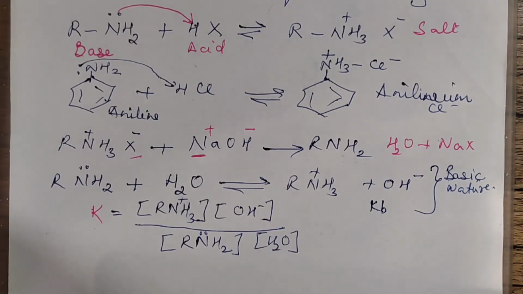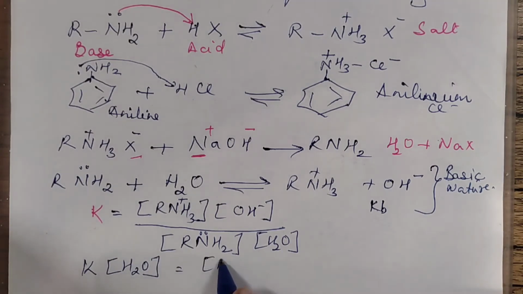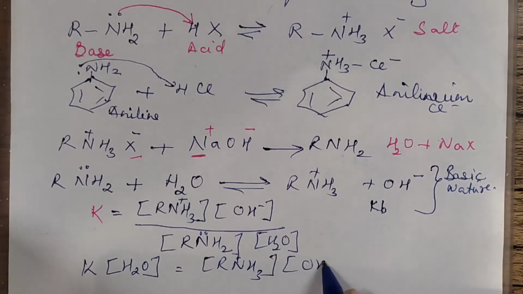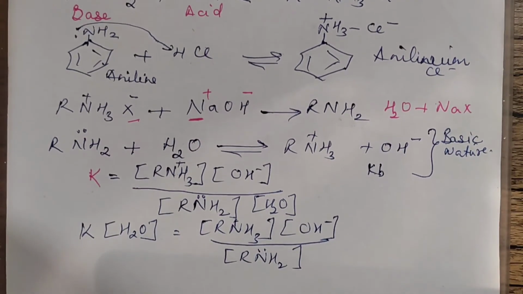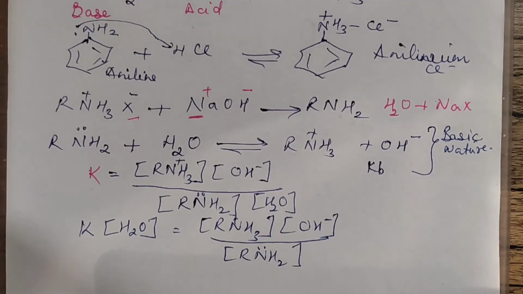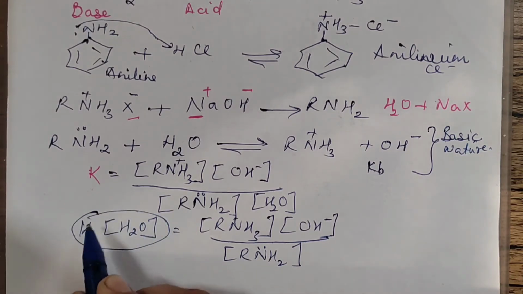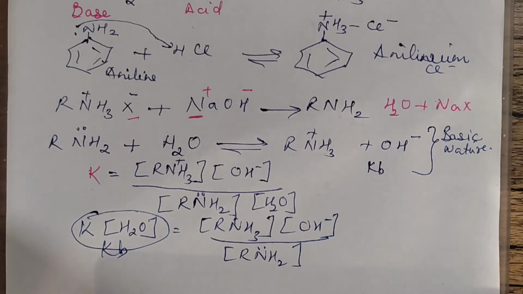If not, in the next step what you can do is take the concentration of water on the left hand side, write it as K into concentration of water, that is equal to RNH3 positive into OH minus divided by RNH2. So what exactly has happened is we are trying to come to that Kb formula. What is this represented as? This is represented as Kb.